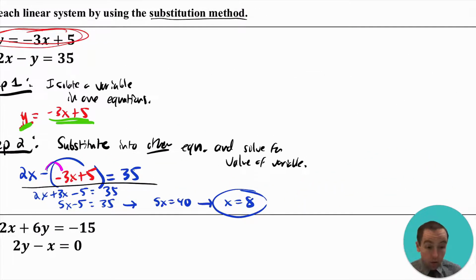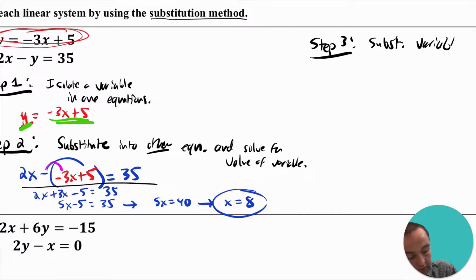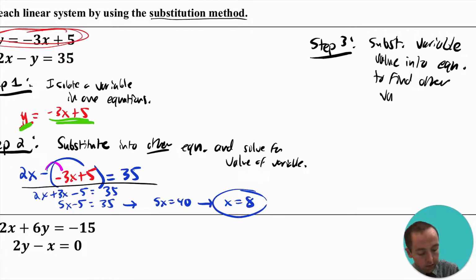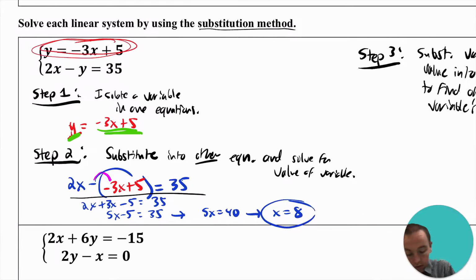So in order to solve this system, we not only want an x value, but we also want a corresponding y value that pairs with the x value to solve the system. So now as we go into step 3, what we can do is substitute the variable value that we just found in step 2 into an equation to find the other variable's value. In this case, we'll want to find the y value. It doesn't matter which equation you pick, whether you pick that one or that one, just pick one of them.